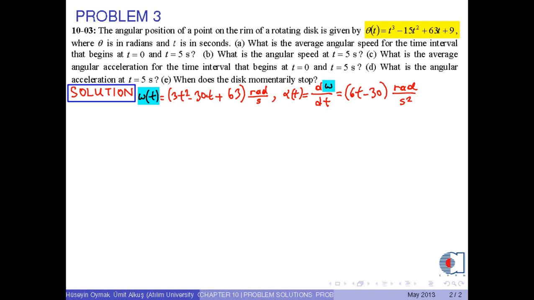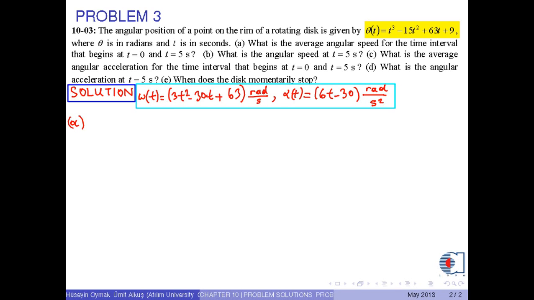In part A, to find the average angular speed for the time interval that begins at t equals 0 and ends at t equals 5 seconds, we first find the angular positions at these times. That is, theta at t equals 0 is equal to 0 cubed minus 15 times 0 squared plus 63 times 0 plus 9. And the result is 9 radians.